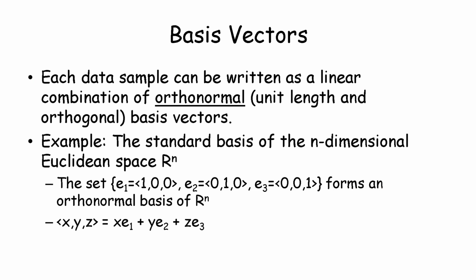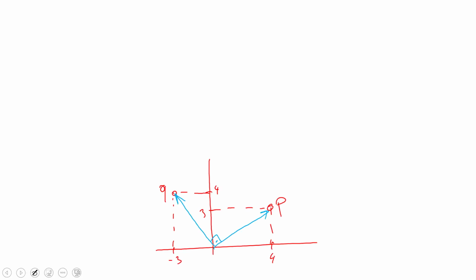Basis vectors are vectors that you can use to represent all the other vectors in the same space as linear combinations of. We previously looked at the two vectors P and Q that were orthonormal to each other. But these vectors are not really basis vectors because their lengths are not ones. In fact, they have a length of 5. If we made each of these vectors unit length, then they would be basis vectors.